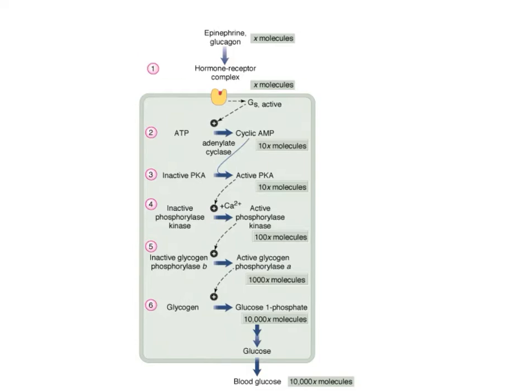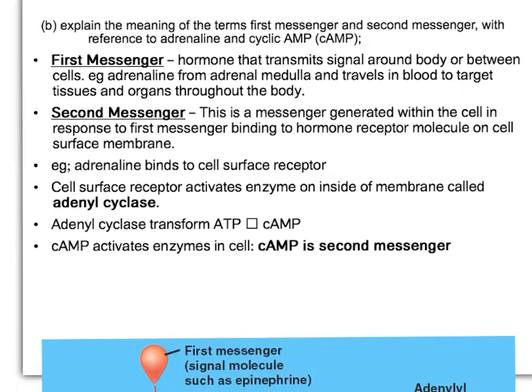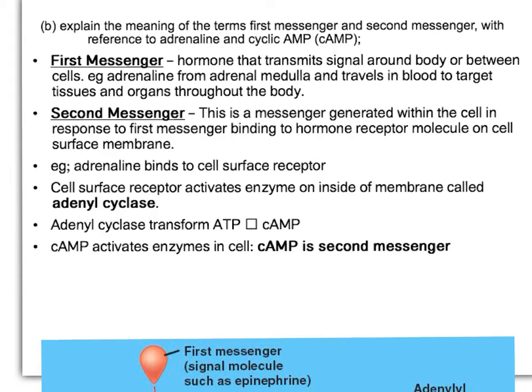So just returning to the top of the slide, a very quick summary. You can pause here to make your own notes. You've got to know what a first messenger is, a second messenger, and this example of adrenaline making a second messenger called cyclic AMP. So adrenaline would be the first messenger, cyclic AMP would be the second messenger. A first messenger is, for example, a hormone which transmits information between cells around the body. Our example here is adrenaline.